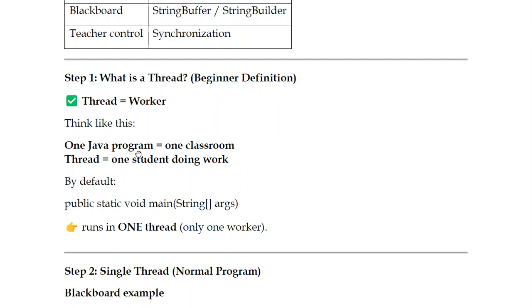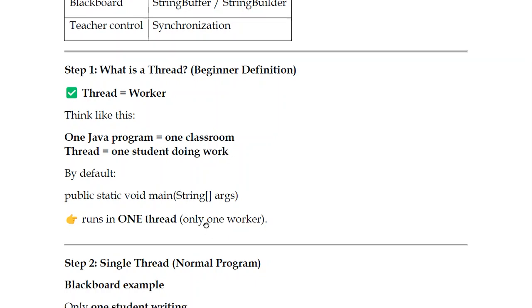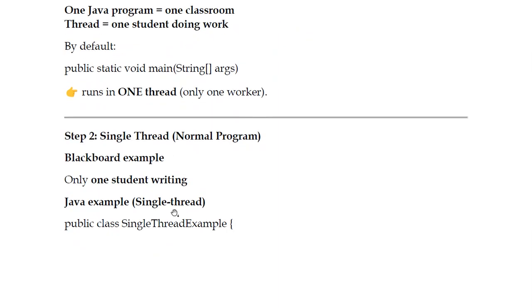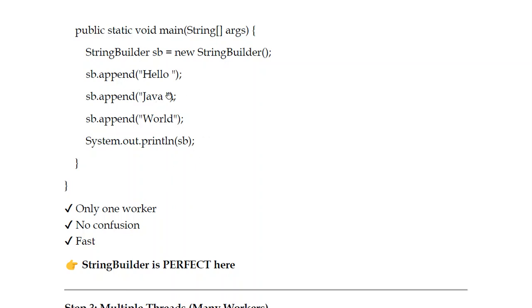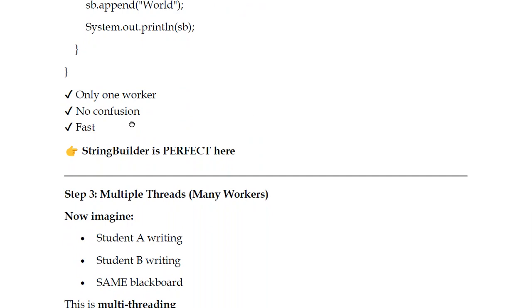Got it. One Java program equals one classroom. A thread equals one student doing work. By default, a program runs one thread, only one worker. Single thread means we can go for StringBuilder. No issues in that, no conflict, no confusion. It executes faster and we can easily read that board. StringBuilder is perfect here.